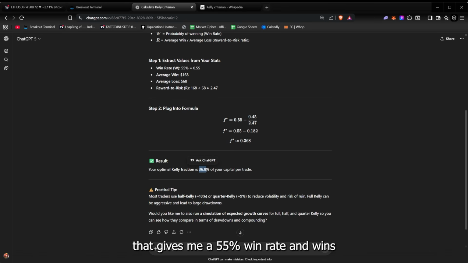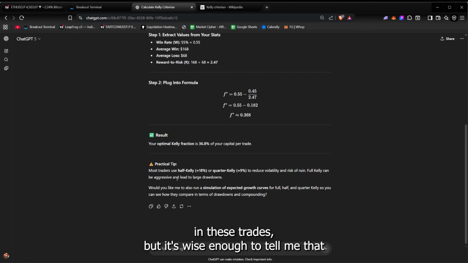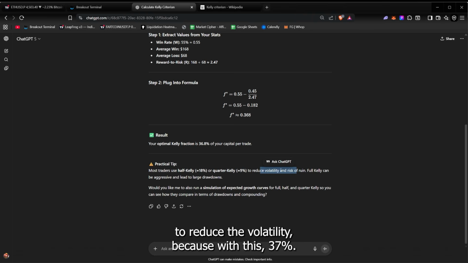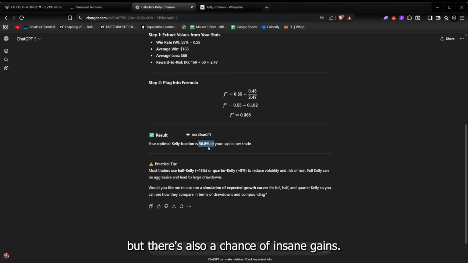a 55% win rate, and wins that are 2.47 times the size of my losses. It's telling me to go almost 37% of my capital in these trades. But it's wise enough to tell me that most traders would use half Kelly or a quarter Kelly to reduce the volatility, because with this 37%, there is a chance that the account gets bombed. But there's also a chance of insane gains.